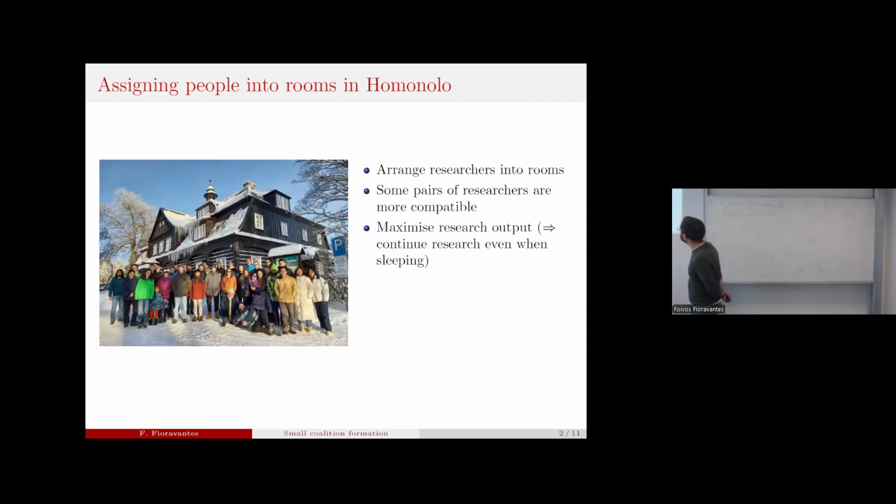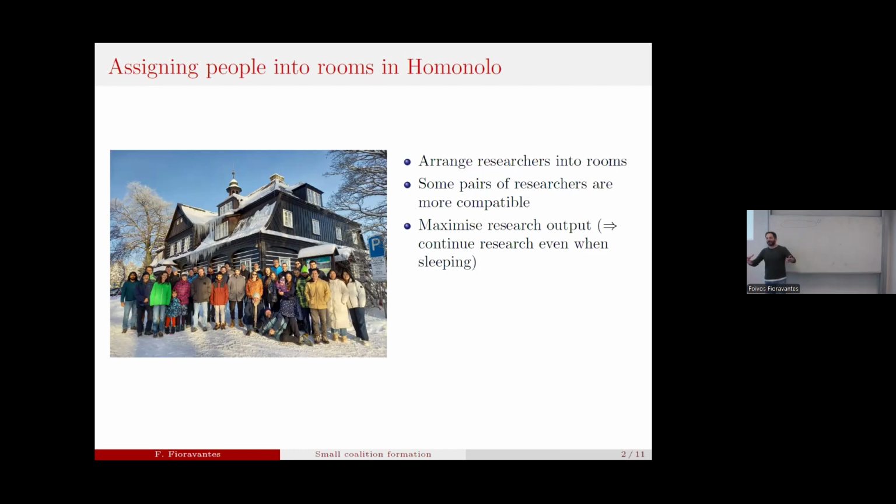The correct title should be How to Assign the Rooms in Homonolo. So, for people who are not familiar with this, Homonolo is a nice workshop that happens in a nice cabin in the middle of nowhere. It's meant to be a place for younger researchers to meet and discuss problems and work and produce things. And it's like 1 week. So we have to sleep there. And of course, we have to be working even while sleeping, right?